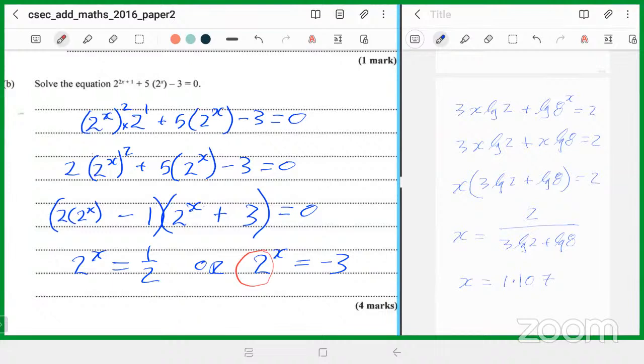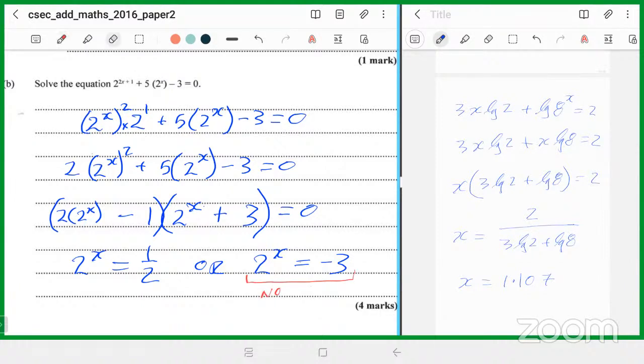A positive number raised to a power cannot be negative, regardless of what the power is. A positive number raised to a real power, I should say, cannot be negative. I'm assuming that x are real numbers. Cannot be negative. So this is not valid.